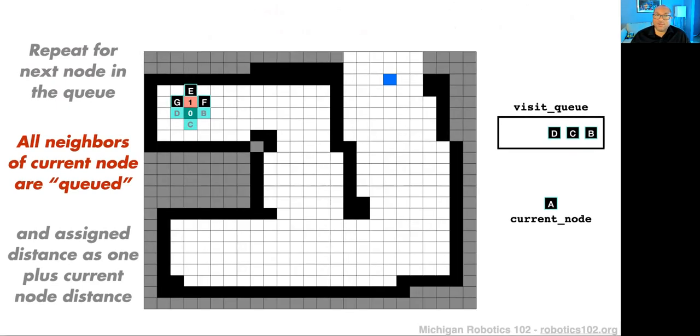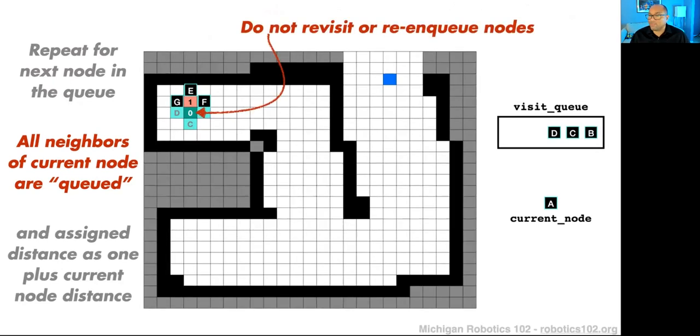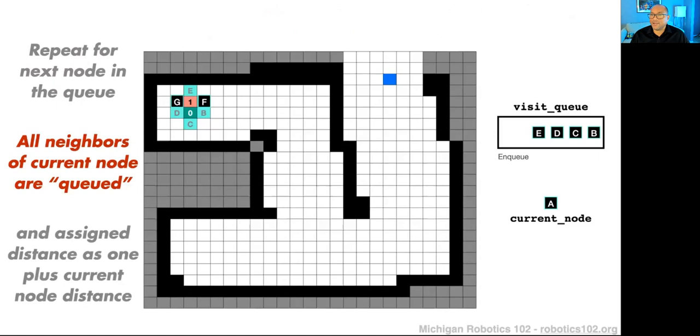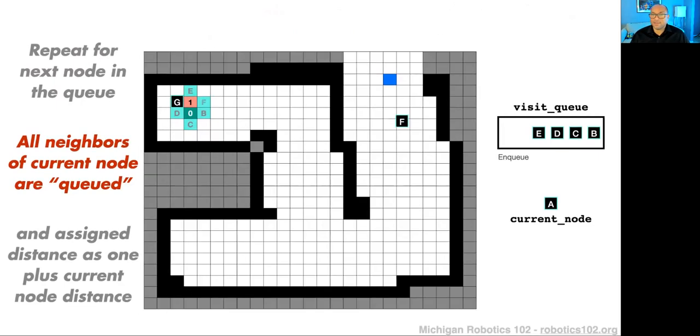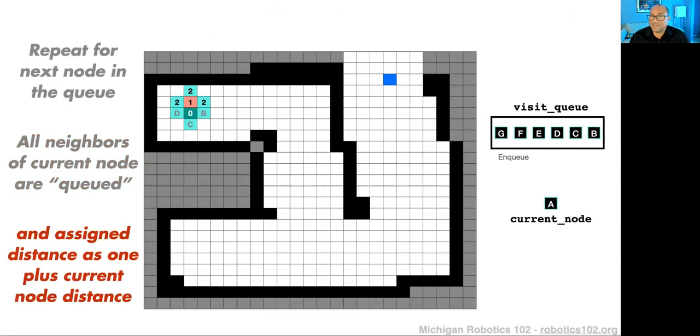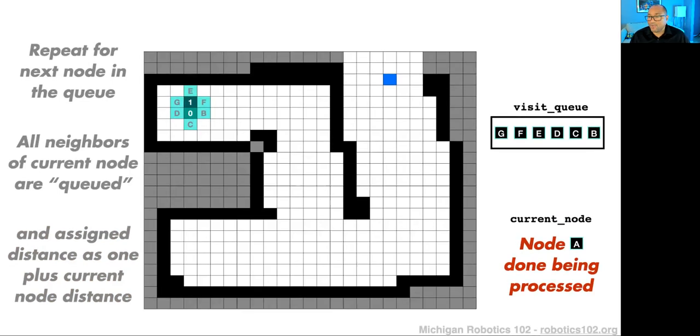We don't want to re-enqueue elements or revisit elements. So we're not going to re-enqueue our start node. This node will not be considered, we won't re-queue that one. But once we do that, we can then enqueue our neighbors, starting from the north, the east, and now the west element. And then we can assign the proper distances in those areas, because it's going to be one plus the distance of the node that we're currently processing. And then once we do that, node A has been completely processed and we can move on.